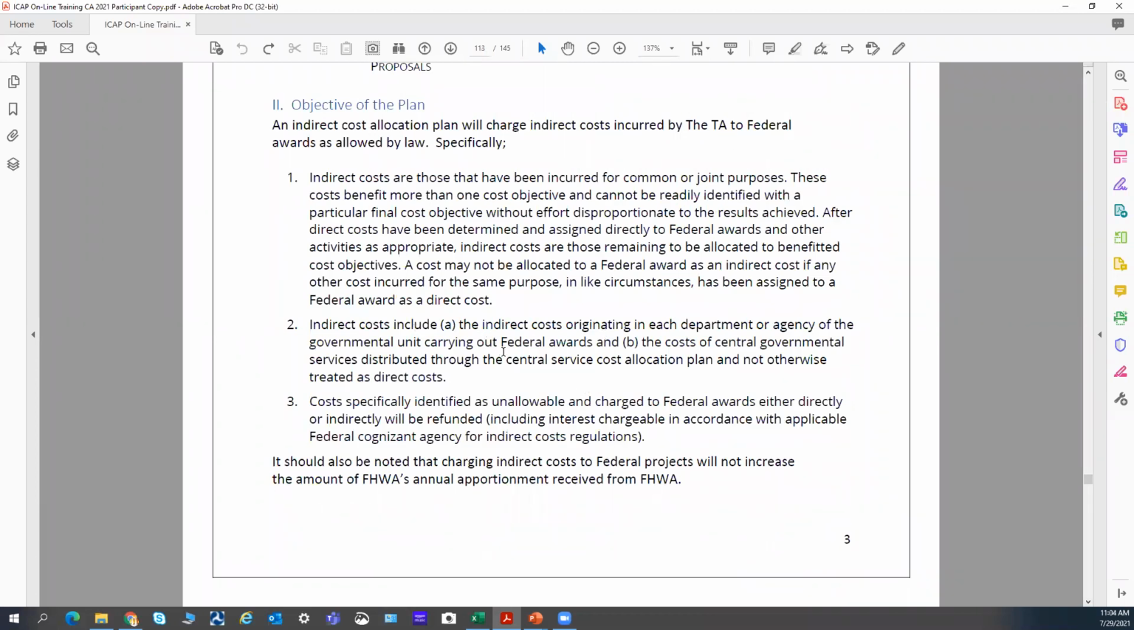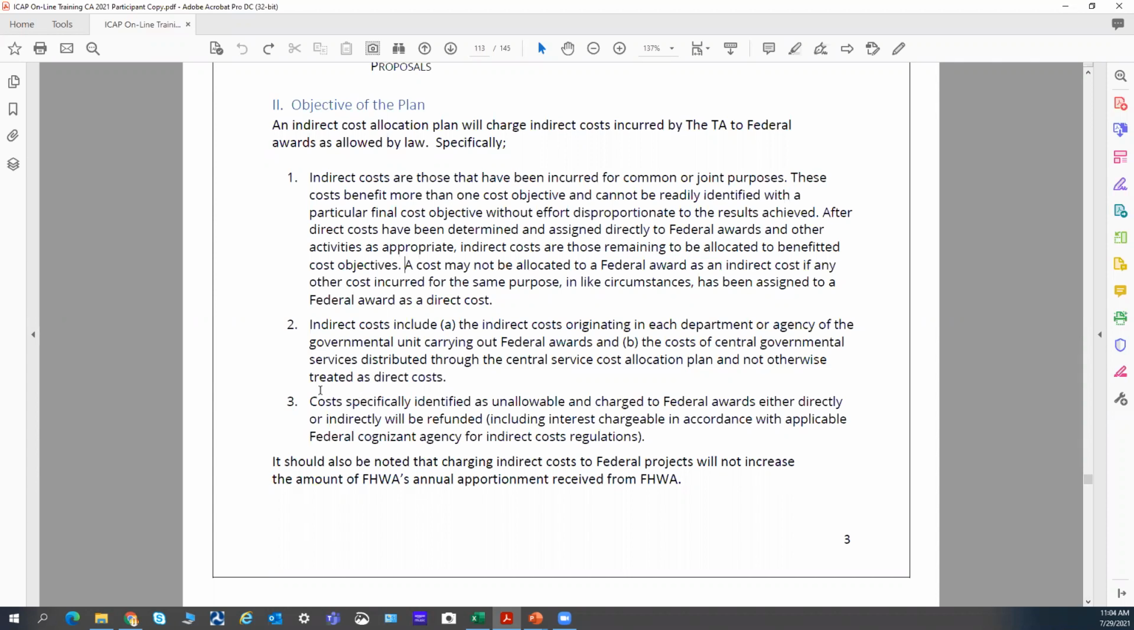Here they talk about how they did their indirect costs: they did it by each department carrying out the federal awards. And you'll see that as we go through here, how they've done that. Some indirect cost allocation plans are not by department. They could be by an activity or something similar.